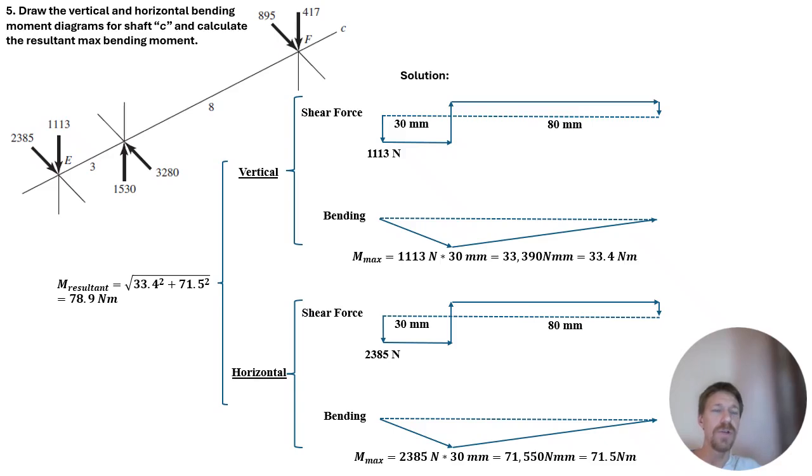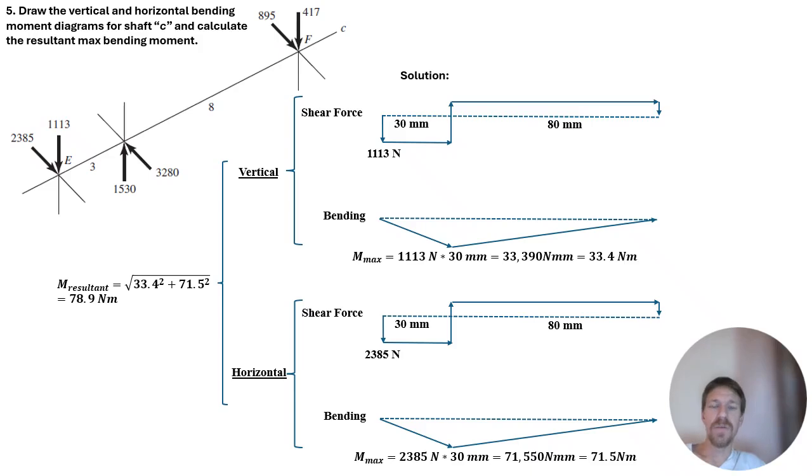Then we're asked to draw the vertical and horizontal bending moment diagrams for shaft C and calculate the resulting max bending moment. So we start with the vertical shear force diagram. You see we have a load of 1113, then we go across 3 centimeters, which is 30 millimeters, and we have an upward load of 1,530. Then we go across the rest of the shaft and it goes back down to 0.